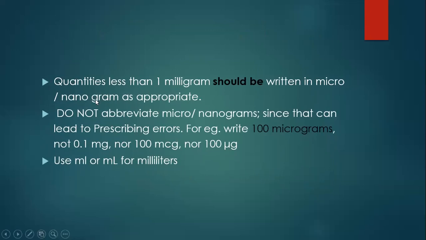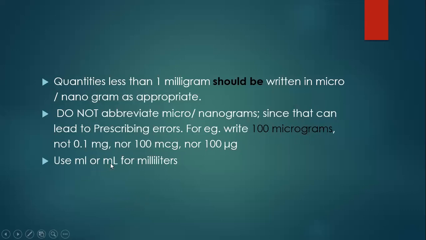Quantities less than 1 milligram are written in micrograms or nanograms as appropriate. Do not abbreviate micrograms. Use the whole word: 100 micrograms, not mcg, and not 0.1 milligram. So don't use the micro abbreviation or the nano abbreviation. Use the whole word, 100 micrograms, so that it is not going to be confused.